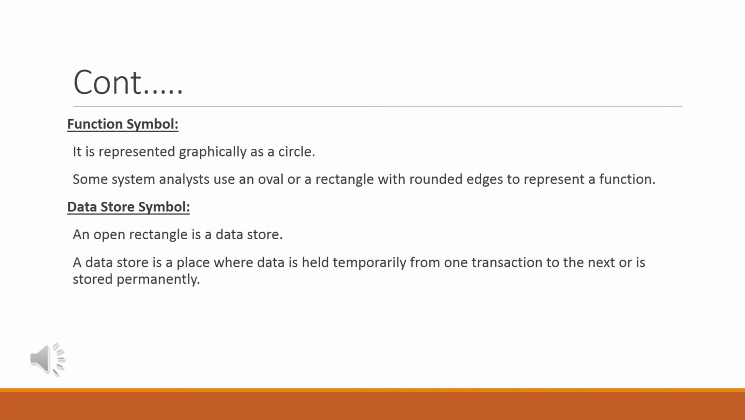Then we have the third category, that is the function symbol. That means what is the function that is going on inside the system, or what function is performing inside the system to convert the input into the output. So all these are represented by the function symbol. It is represented graphically as a circle, or you can say an oval symbol. Then some system analysts use an oval or a rectangle with round edges to represent the functions. So it depends upon the system analyst, some use a circle and some use an oval shape. Then the fourth one, we have the data store symbol that we have already discussed as an open rectangle.